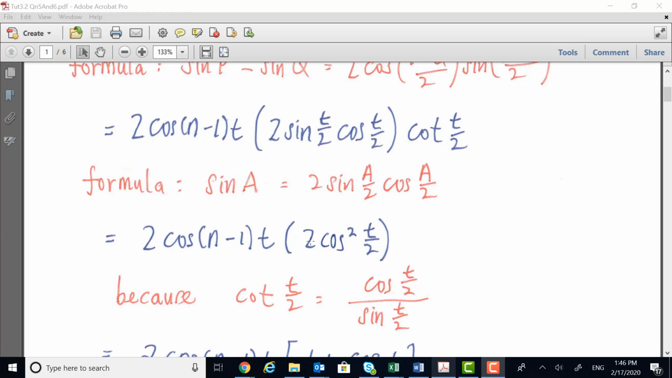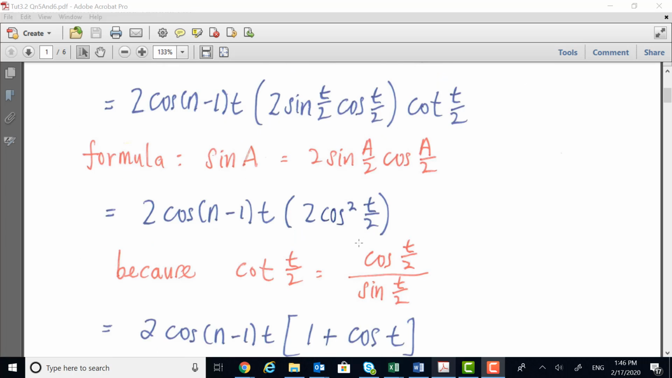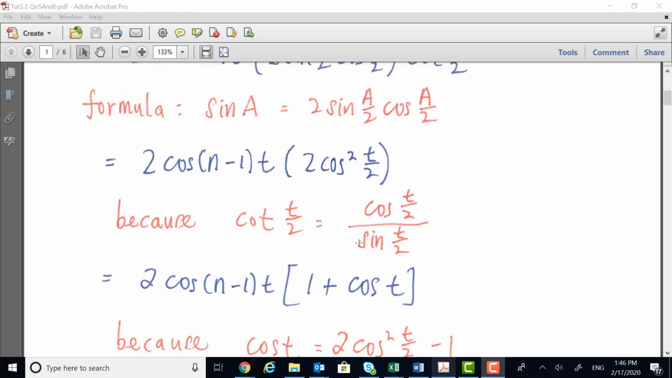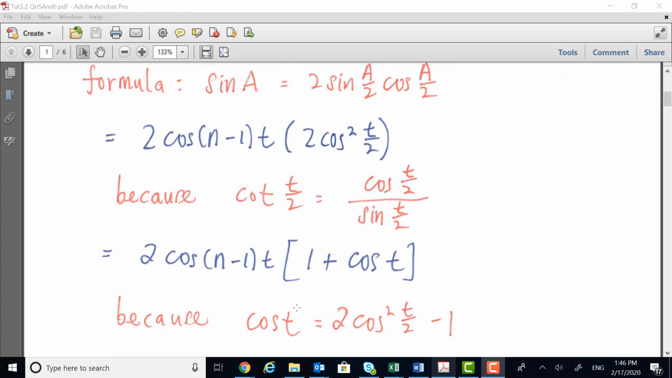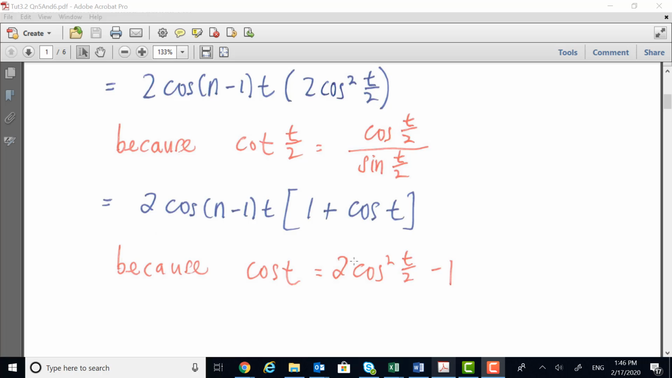And then for the 2 cosine square, I can use this formula, the double angle formula. If you make cosine square t over 2 the subject, you will actually have this one being replaced by 1 plus cos t. And here we are, a proven expression required for 5 part 1.